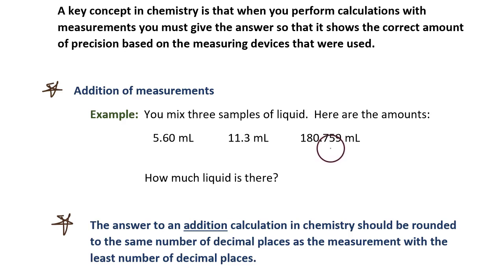When we add these values together, we need to round our answer so that it has only 1 decimal place, because this one here had only 1 decimal place. Take a calculator, add these 3 numbers together, and then round it off so it only goes to the tenth position. I'll pause the video for you to do that. Write your answer in this spot right here.